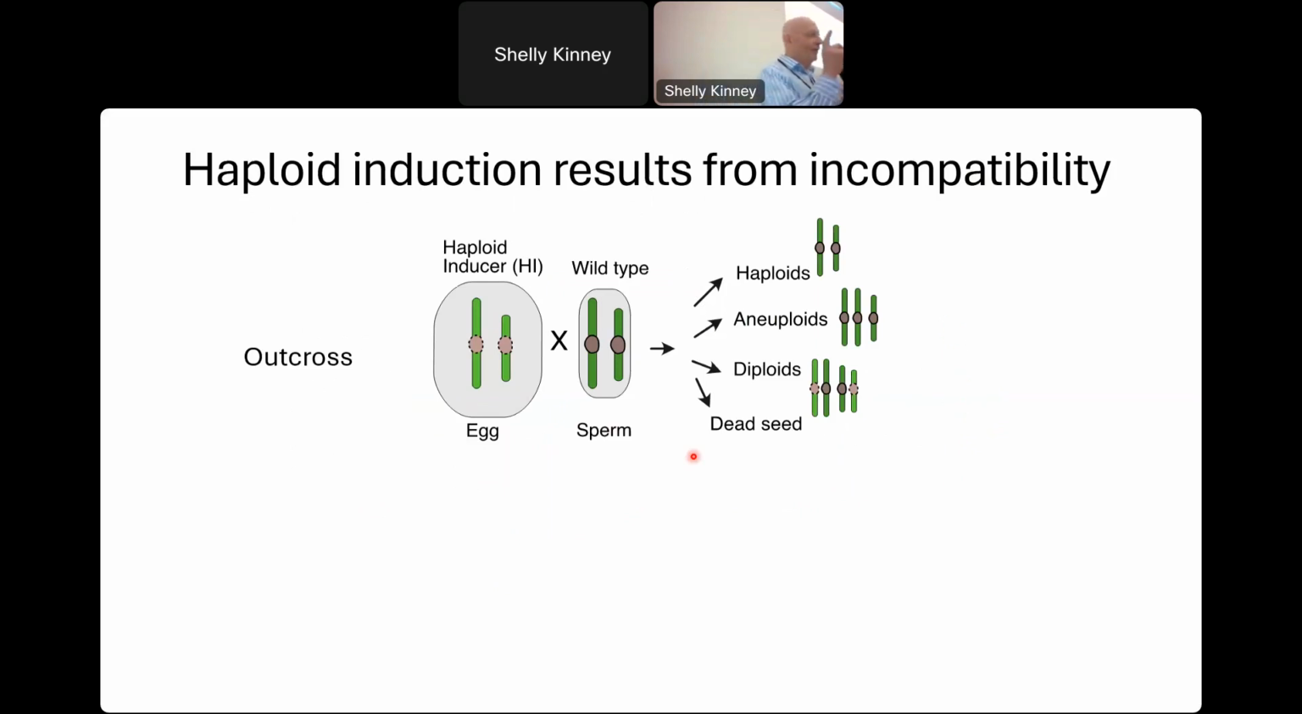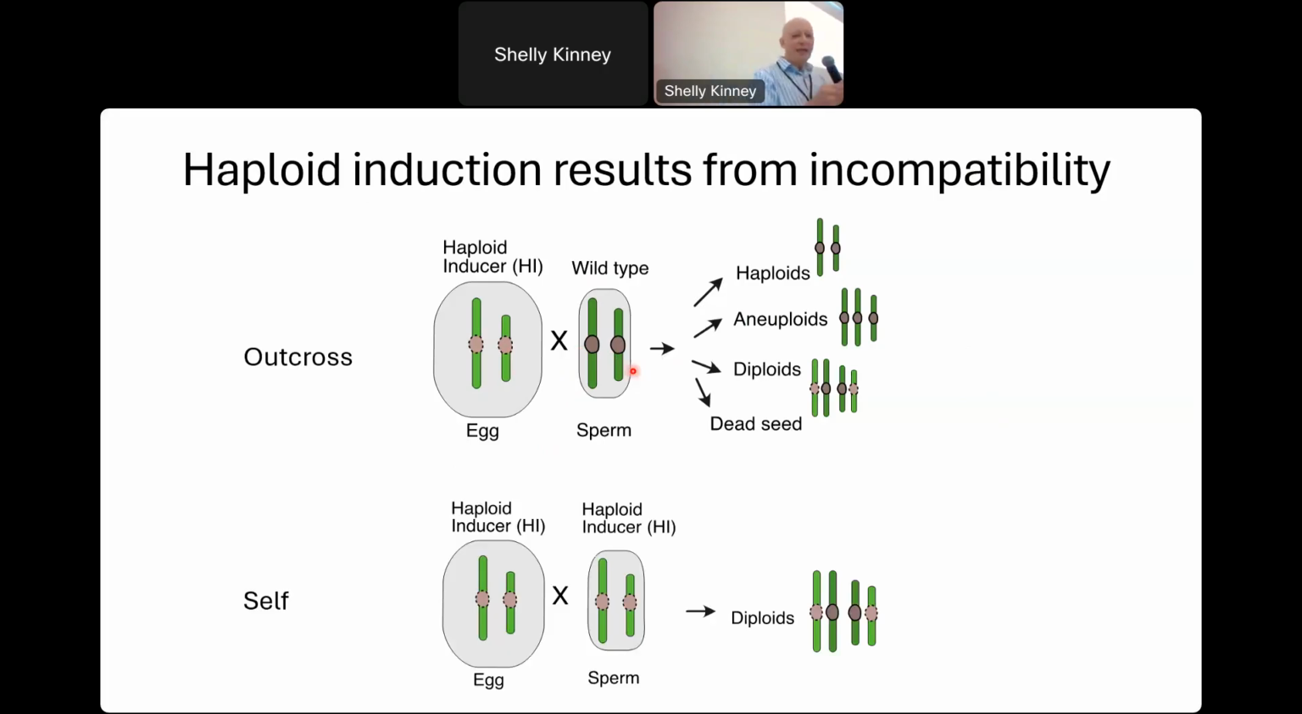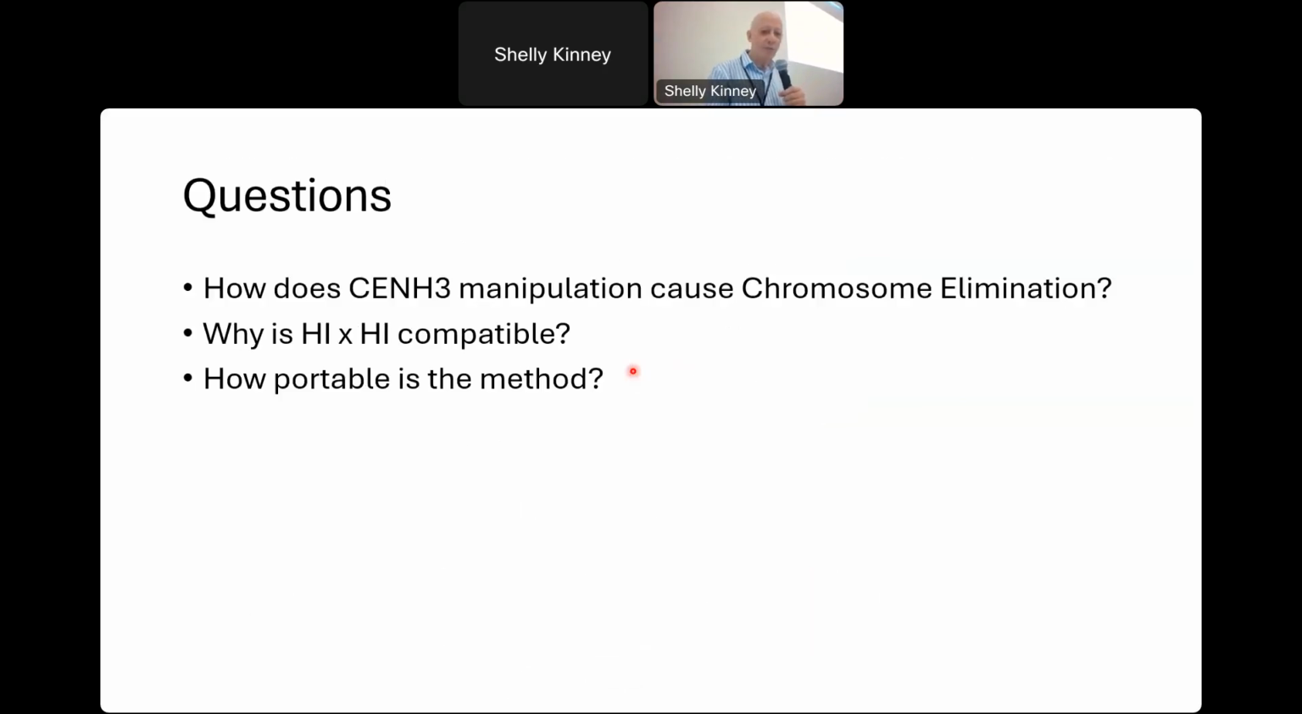I want to point out a couple of other peculiarities of the system, which is that the outcross is very dysgenic, very deleterious. It's an incompatible cross. However, if you take two haploid inducers and you cross one to the other, it's a perfect cross. Everything is suppressed. Everything is good. No death, no haploids. Everything is diploid, which creates a bit of a conundrum. So the question is, how does SNH3 manipulation cause chromosome elimination? Why is the haploid inducer by haploid inducer cross compatible? And then how portable is this method? How do you move it into a crop?